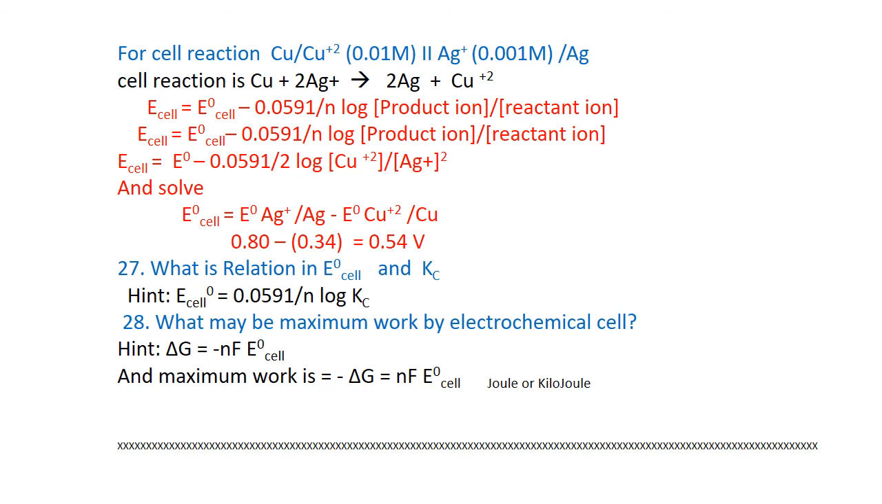Question number 28, what may be the maximum work for the electrochemical cell? We must know that maximum work can be obtained on the basis of free energy change, and free energy change is related to E naught cell, standard EMF, by formula minus nF E naught cell, in which n is the number of electrons used, F is the Faraday 96500 coulomb, and E naught cell is the standard EMF. Now maximum work will be equal to minus delta G. So when you are asked the maximum work, the value will be only nF E naught cell in joule or kilojoule as the symbol.